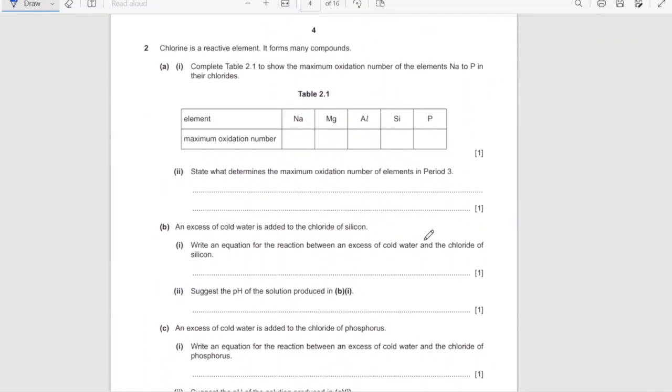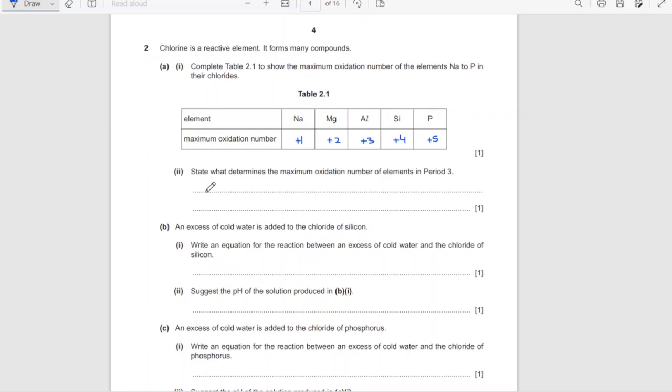Now moving on to question 2. So the first question is pretty simple. It's asking for the maximum oxidation number of these period 3 elements. They're bonded to chlorine. So for sodium, it's going to be +1. For magnesium, it's +2, +3 for aluminium, +4 for Si, +5 for phosphorus. Now the thing is that each of them has a positive oxidation state because they're less electronegative than chlorine, and the oxidation state is increasing because of the increase in the number of valence electrons.